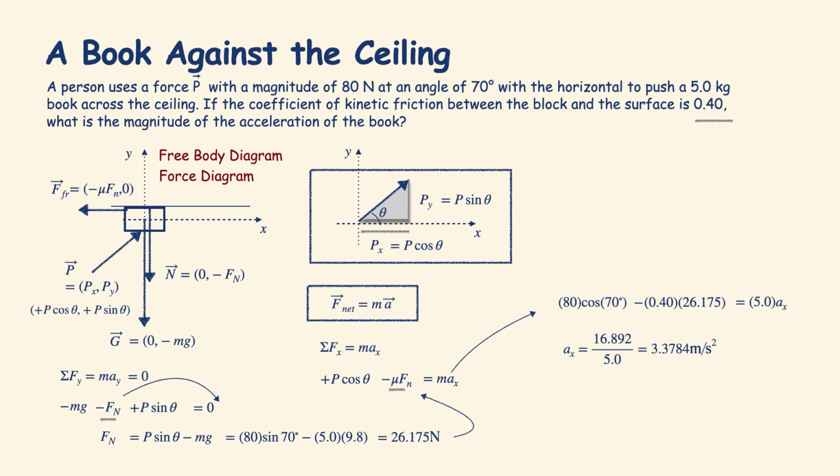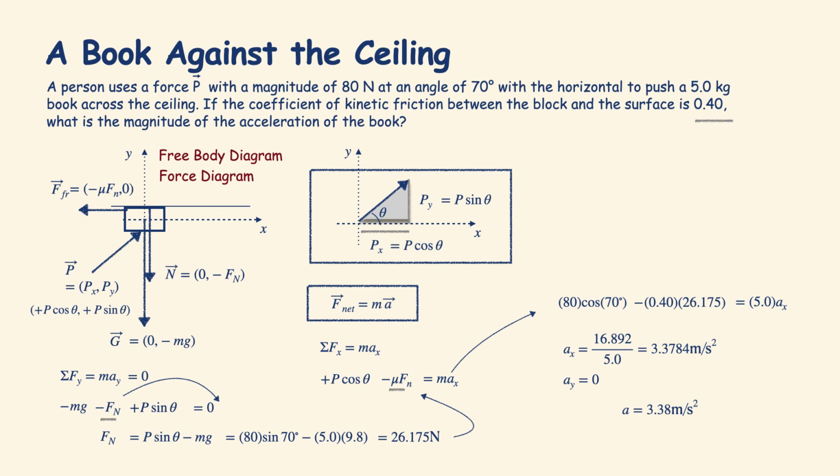Remember, the acceleration is a vector, so every time you get to the answer, you always have to give both components. So here I either have to say ax is 3.3784 meters per second squared and ay is 0, or a more common and actually natural way for everyday life situations is to give the magnitude of the acceleration. In this case, it's very easy.